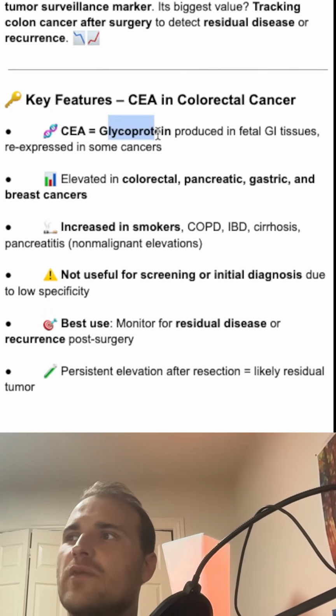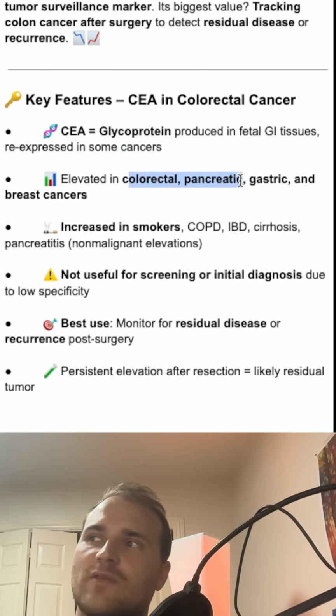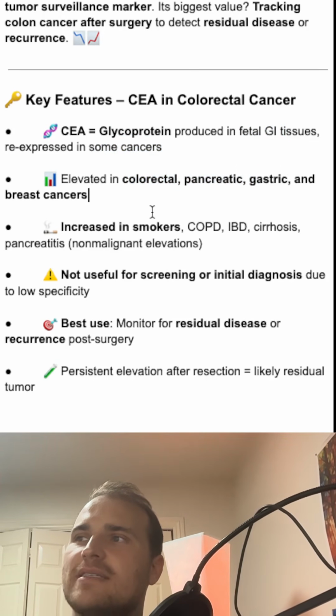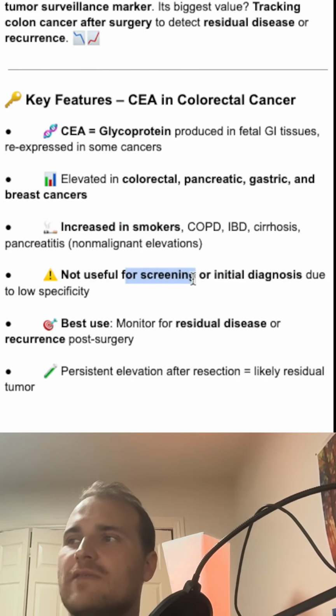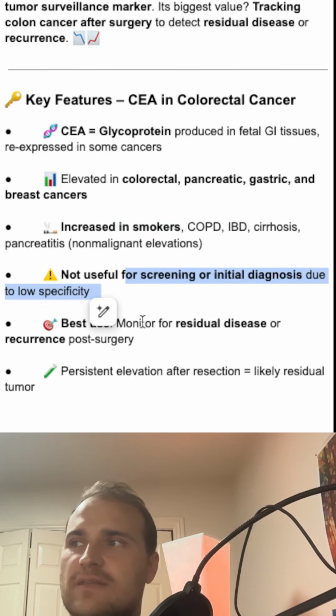So CEA is a glycoprotein produced in fetal GI tissues. It's really expressed in some cancers, especially colorectal, pancreatic, gastric, and breast. And it's increased in smokers, not useful for screening or initial diagnosis because of its low specificity, so we use it for monitoring disease.